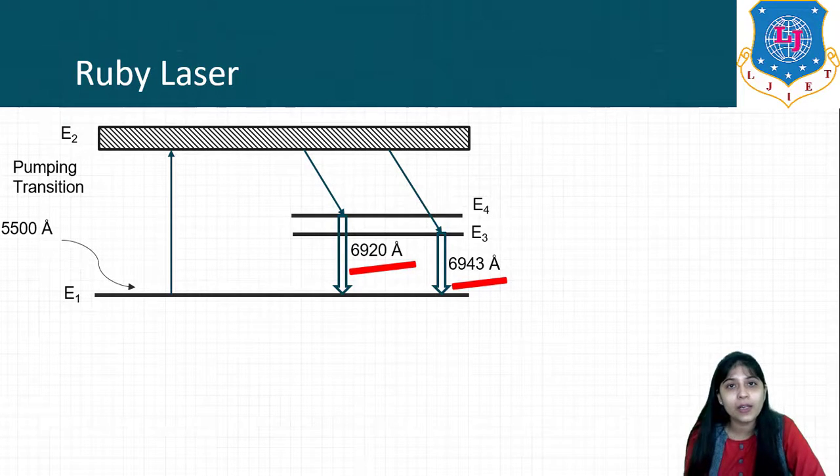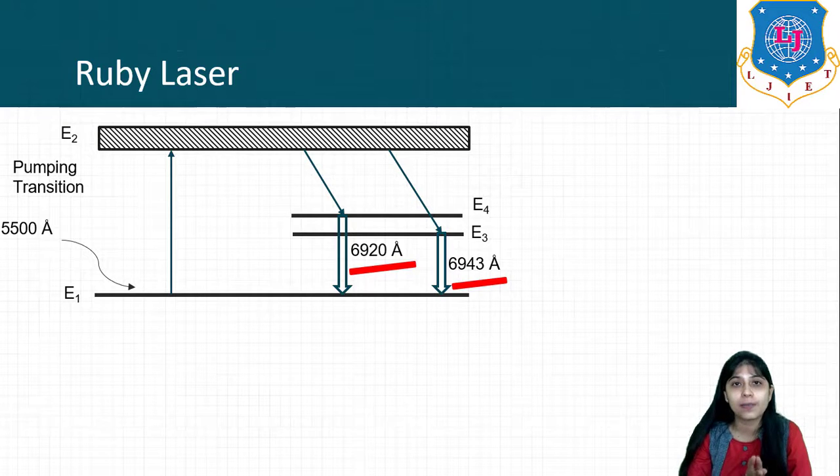On the spot they come to the metastable states, as E2 is the excited state where the lifetime is very low. This transition from E2 to E4 or E3 is a non-radiative transition, in which no radiation is emitted, but heat energy is produced, as the energy is converted into the vibration energy of the atoms. So the transition from E2 to E3 and E4 is a non-radiative transition.